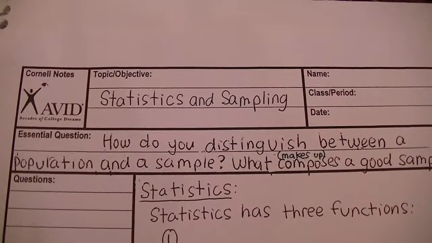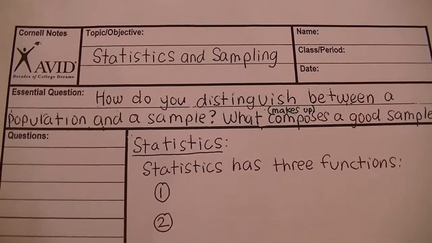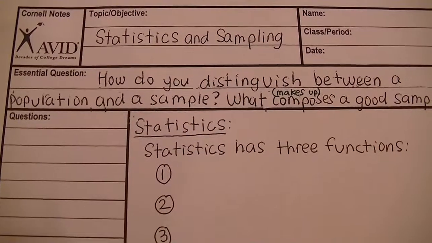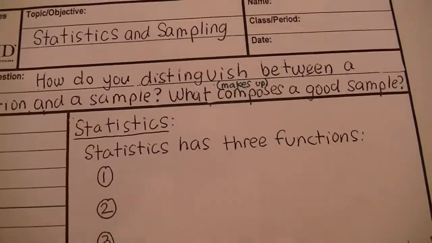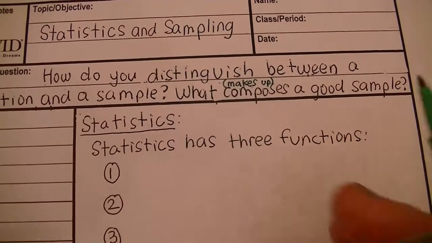The topic is statistics and sampling. The essential question is, how do you distinguish between a population and a sample? And what composes a good sample? The word composes means makes up. So what makes up a good sample?